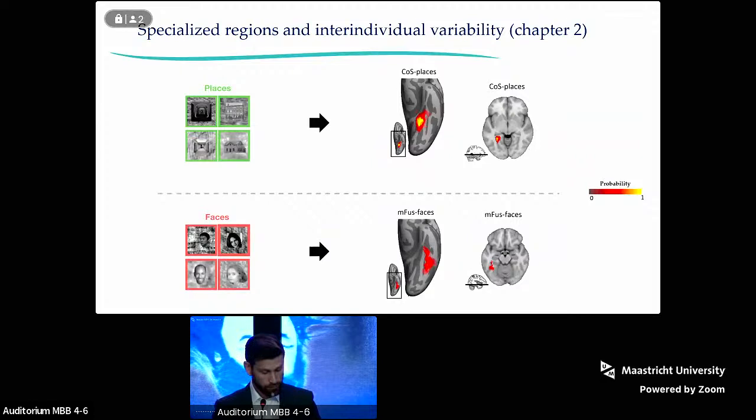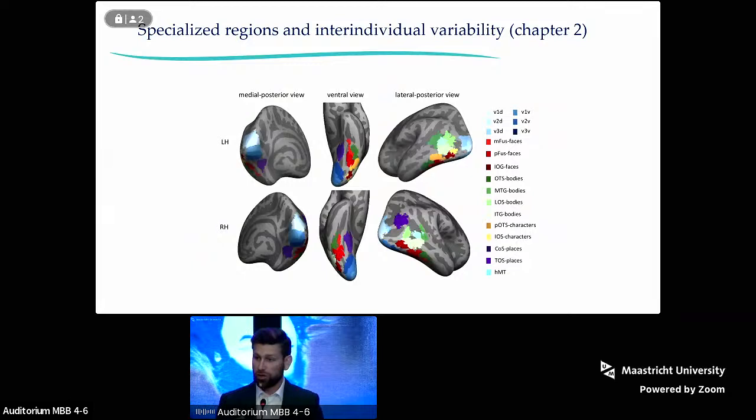So you see an example of a probability map in this picture on the right, for example, for places or for faces. And here is an example of what this would look like if you take all these regions together in a so-called probabilistic atlas. And importantly, a neuroscientist can use this atlas to project the location of a specific brain region to a brain of someone else, for example, their own study participants.